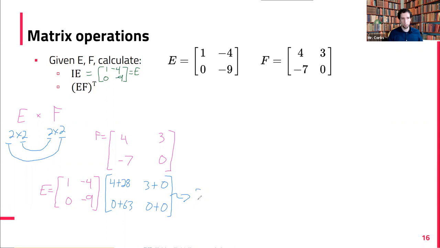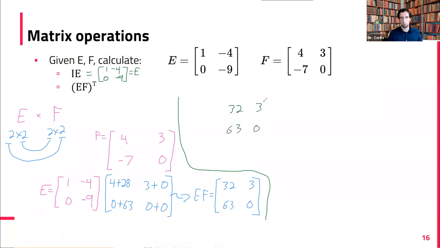We'll just do the actual adding here. So EF therefore is 4 plus 28, 32, 3, 63, 0. Okay, so we have E times F. We're not done though. This question is asking us to do this and then transpose it. So we should take this matrix, 32, 3, 63, 0, and transpose.